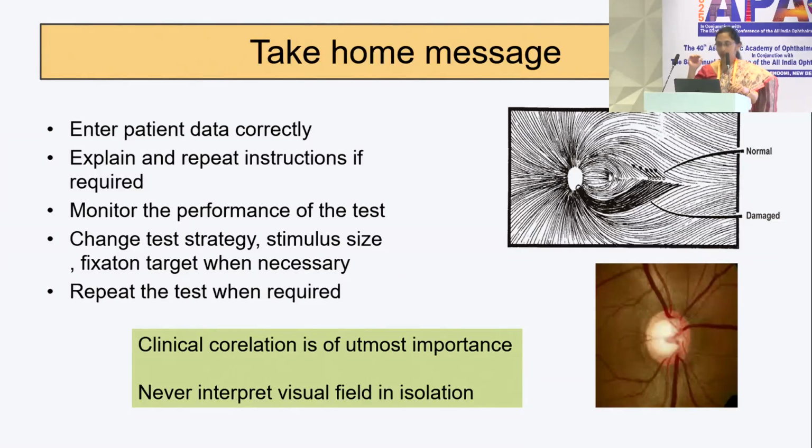They may appear to simulate glaucomatous defects, but it's very easy to differentiate between the artifacts and the actual glaucomatous defects by proper correlation with the fundus picture. It's very important to enter the patient data correctly and explain to the patient how to do the test. If required, it has to be done again and again. The patient may need repeated instructions to do the test properly, and it's very important to monitor the performance during the test, and we can change the test strategy so that the results improve.